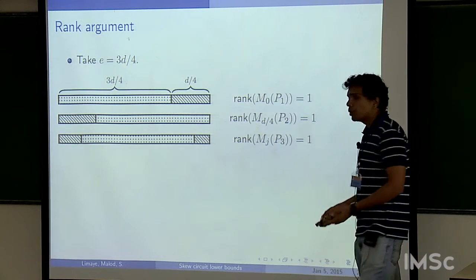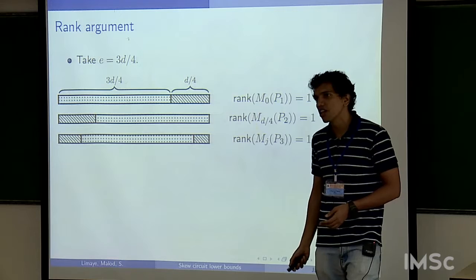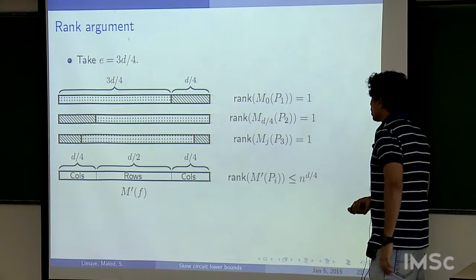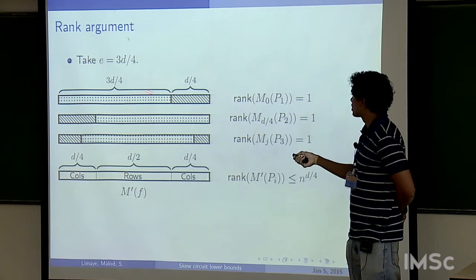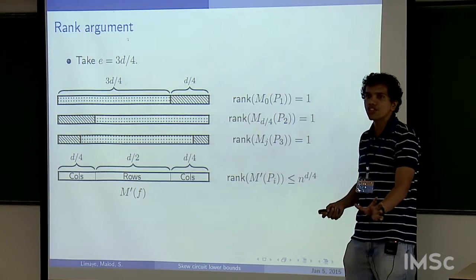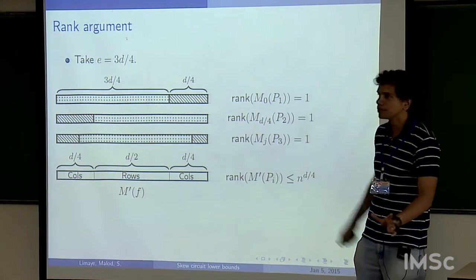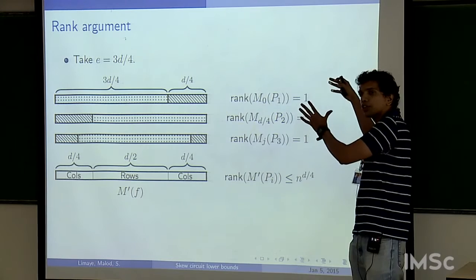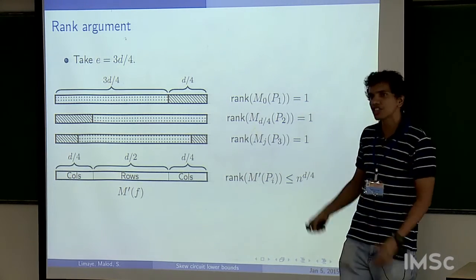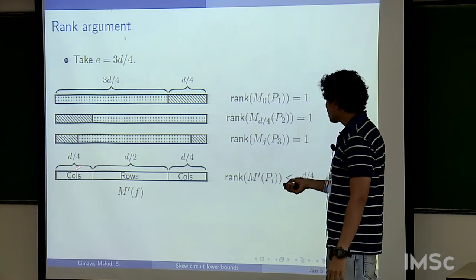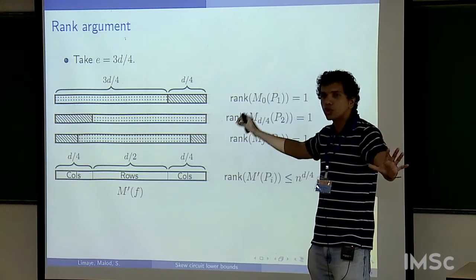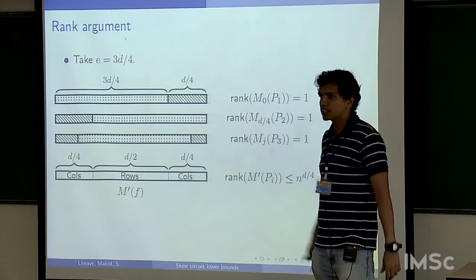So what do we do? Which among these MJs do we choose? Well, it turns out that we don't choose any of them. We choose a slightly different one. We consider the following matrix. For example, in M0, the rows correspond to the first 3D by 4 locations in the monomial and the columns to the last D by 4. Similarly, in MD by 4, the rows correspond to the last 3D by 4 and the columns to the first D by 4. But in the matrix that we actually look at, the rows correspond to a middle segment of length D by 2 and the columns to segments of length D by 4 on each side.